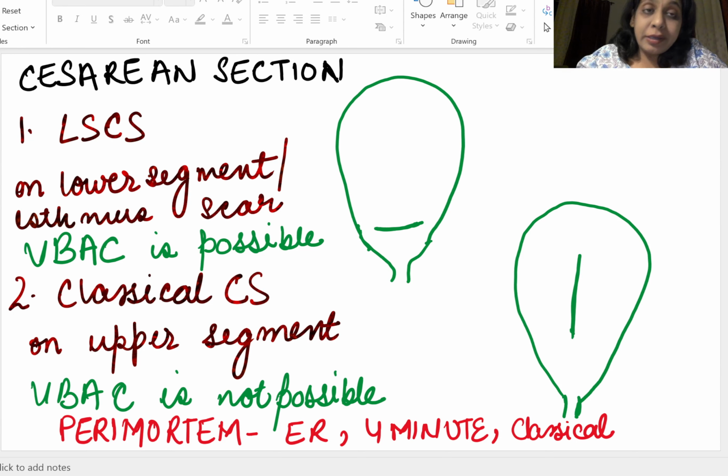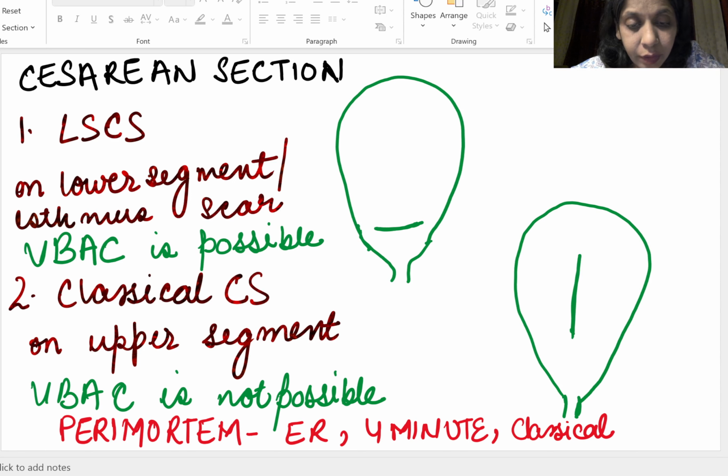Okay, now one new term has come, perimortem. Perimortem is, for example, a pregnant lady, we are resuscitating that pregnant lady, and we think that by doing cesarean we will help in resuscitation. Then and there in the emergency room only, cesarean is done, and it hardly takes 4 minutes, and the resuscitation is continued. Yes, sometimes we can save the mother's life by doing cesarean. And here this cesarean is always of classical type, that is, the incision is given on the upper segment.